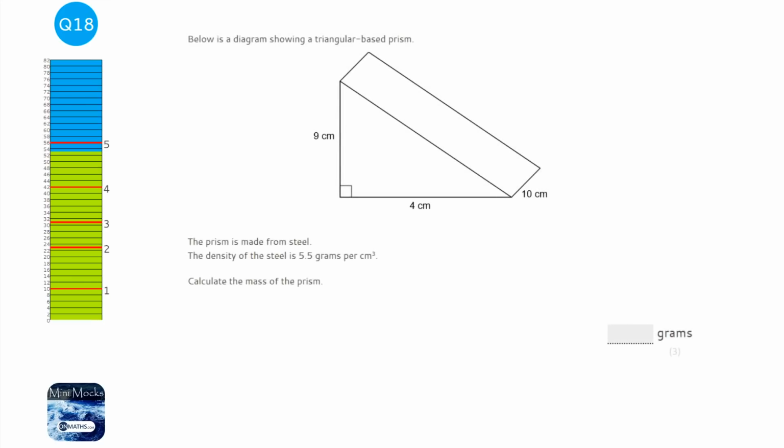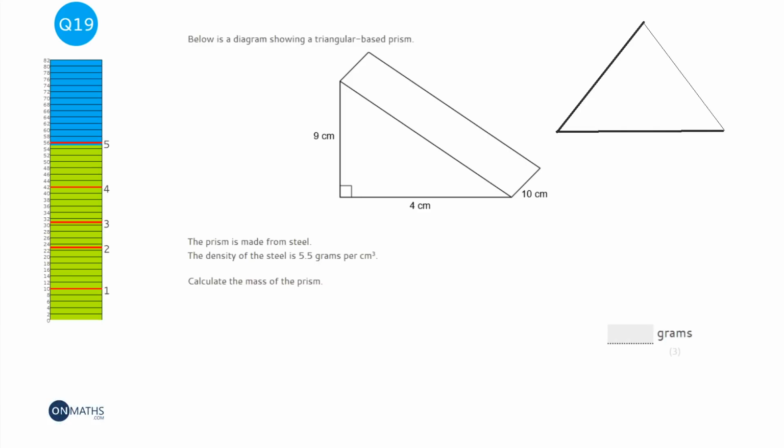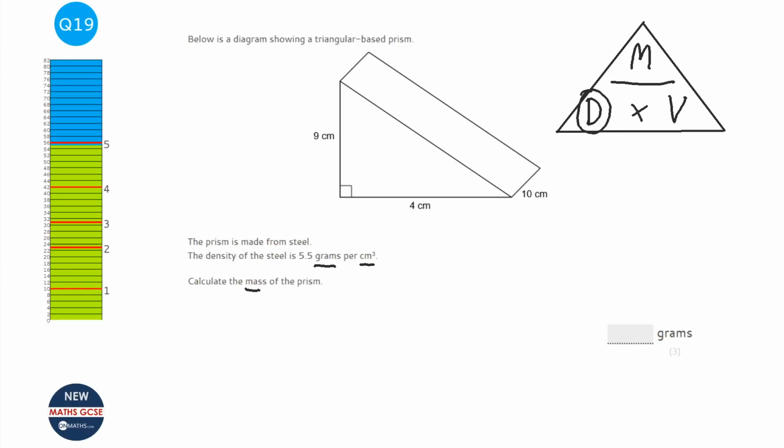The triangle we need to remember for this question is density equals mass over volume. Now you could have worked it out with the question, because it says grams, which is mass, per centimeters cubed, which is volume. So per means over, so it would be mass over volume. So we need to work out the mass. At the moment we have the density, but we haven't got the volume.